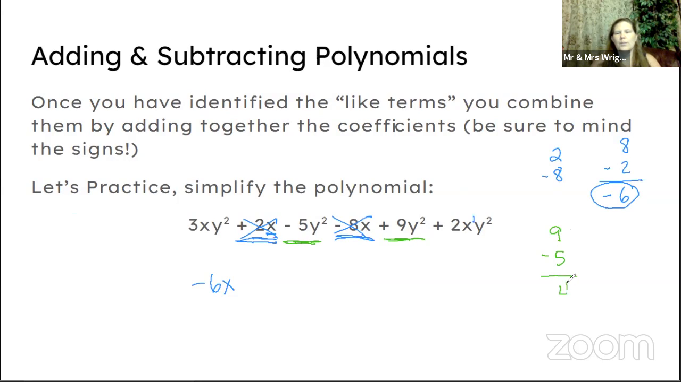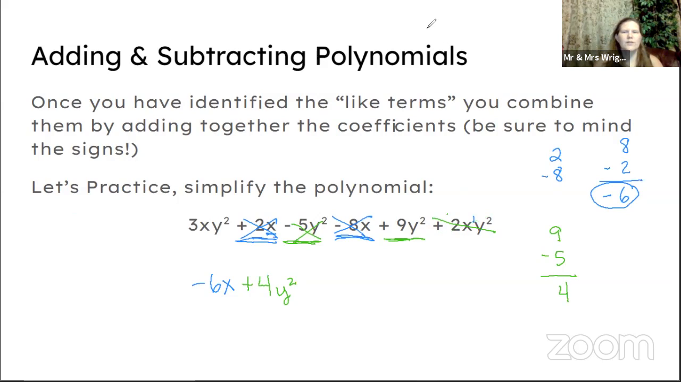And we're going to get a positive 4. See, different signs, you find the difference, and your answer carries the sign for the larger number. The larger number is positive, our answer is positive. So we're going to do plus 4, and this was, remember, y squared. So we're just going to write it just like that and cross this out.